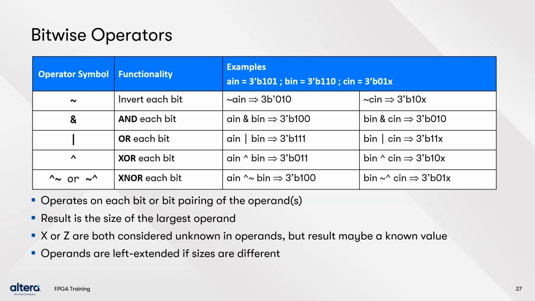Verilog HDL's bitwise operators can be unary or binary, and they include inversion, and, or, exclusive or, and exclusive nor. These operators operate on each bit of the operands. If the operands are different sizes, the smaller operand is left extended, and the result is the size of the largest operand.